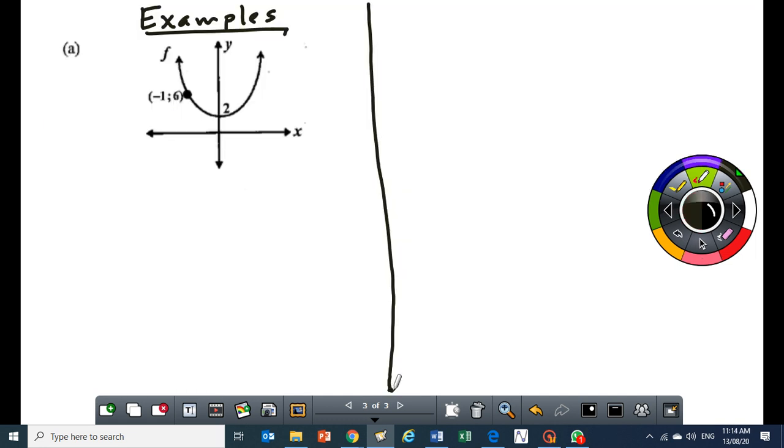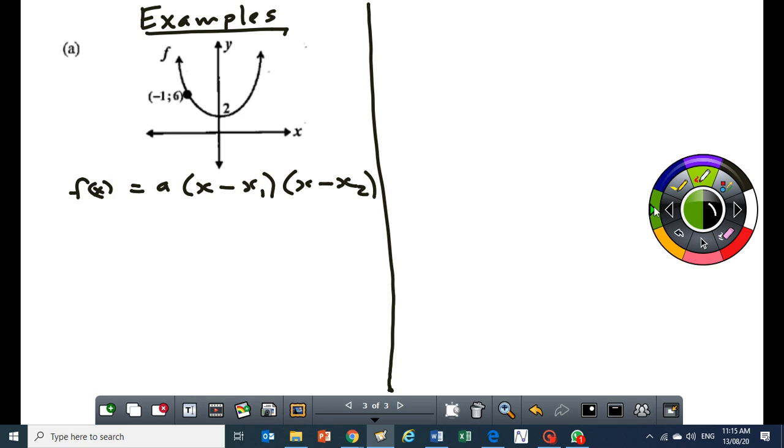So for the equation of a parabola, you use the following equation: f of x equal to a times x minus x1 times x minus x2. That's the equation which is generally used. And remember, this f of x is y. So you can write the equation as y equal to a times x minus x1 times x minus x2.